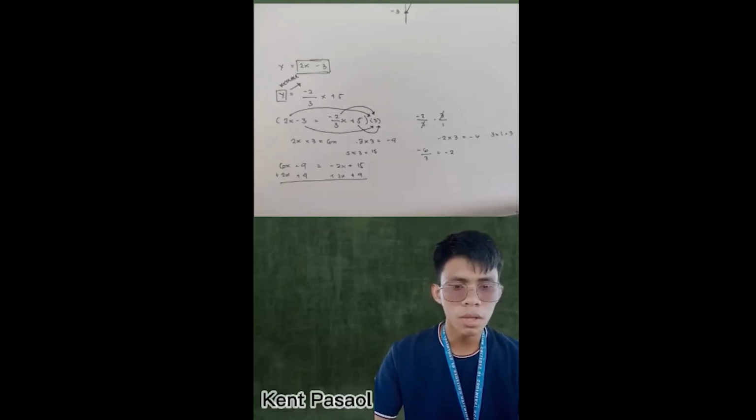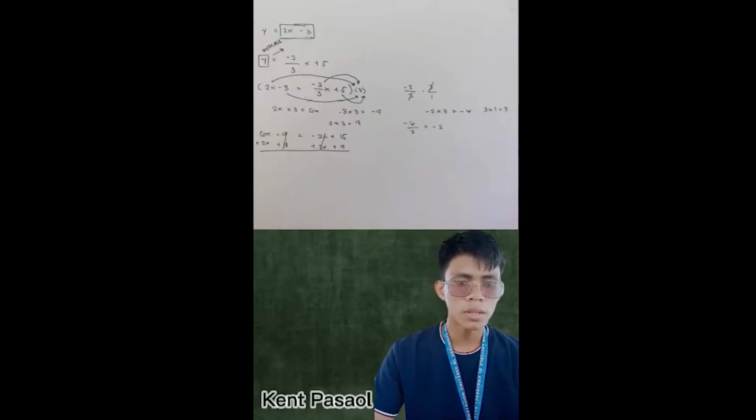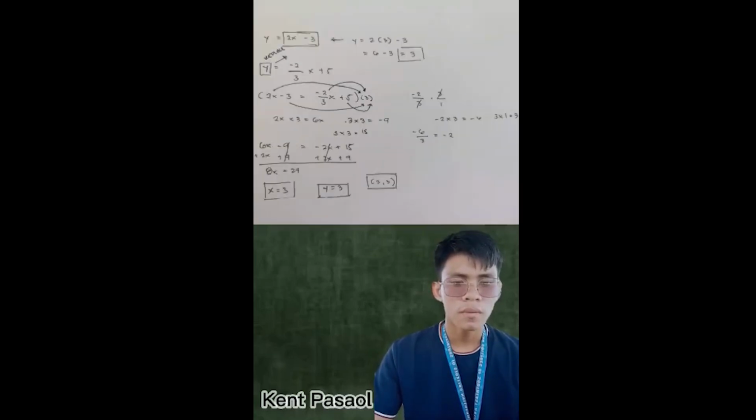So this is going to be just negative 2x. 5 times 3 is 15. Now let's add 9 to both sides and add 2x to both sides. 6x plus 2x is 8x. 15 plus 9 is 24. 24 divided by 8 is 3.